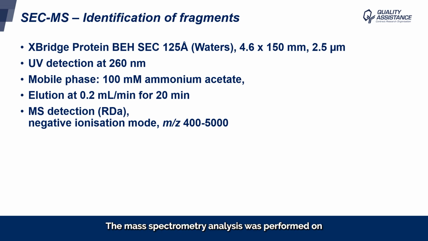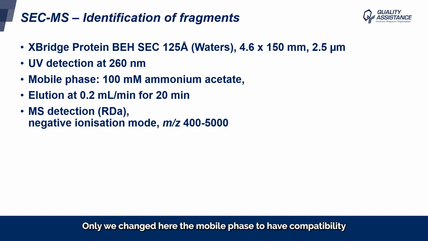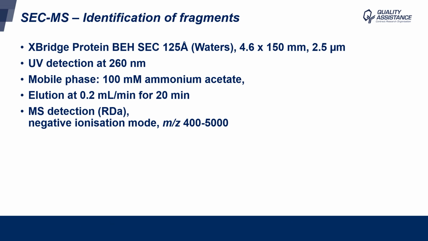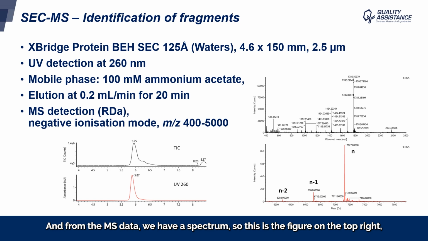The mass spectrometry analysis was performed on a bioaccord system in a negative ionization mode, and we have used the same chromatographic column as in the detection UV setup, only we change here the mobile phase to have compatibility with the MS system, so we use 100 millimolar ammonium acetate. We see the elution of the peak both on the MS and on the UV on the graph on the left of the slide.